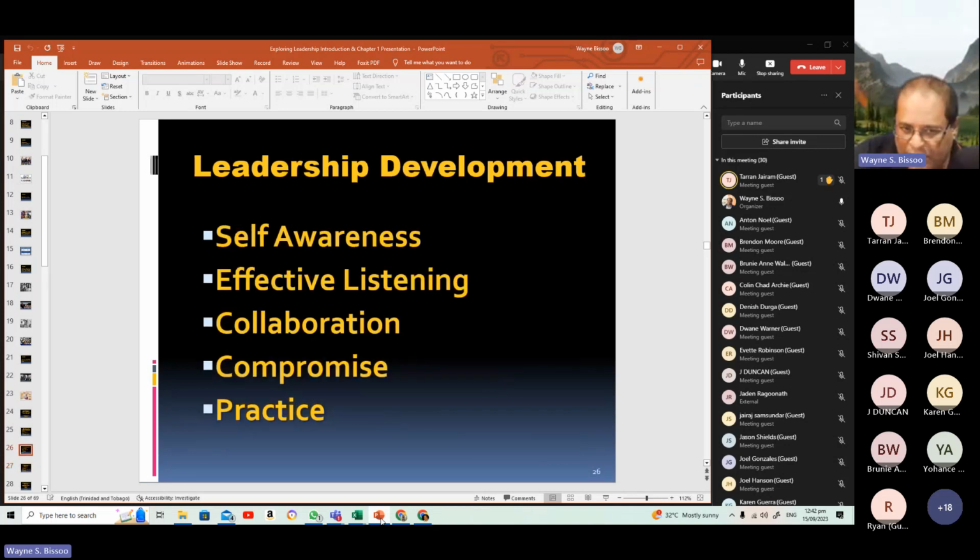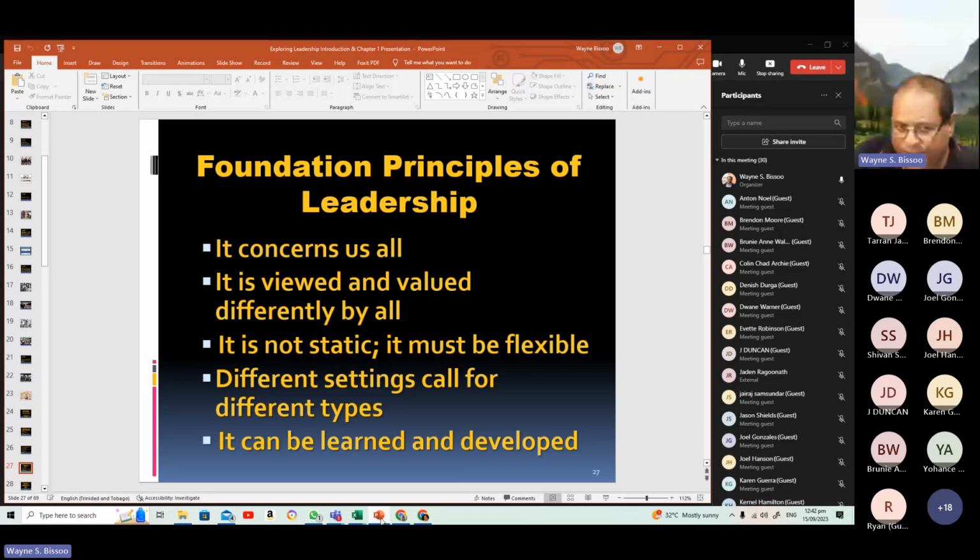All right. So we talked about this, and as I said, of these developmental issues here, effective listening is probably the most challenging one. The foundation principles of leadership is that we have to remember leadership is of concern to all of us. But although it's of concern to all of us, it's viewed and valued differently by everybody.